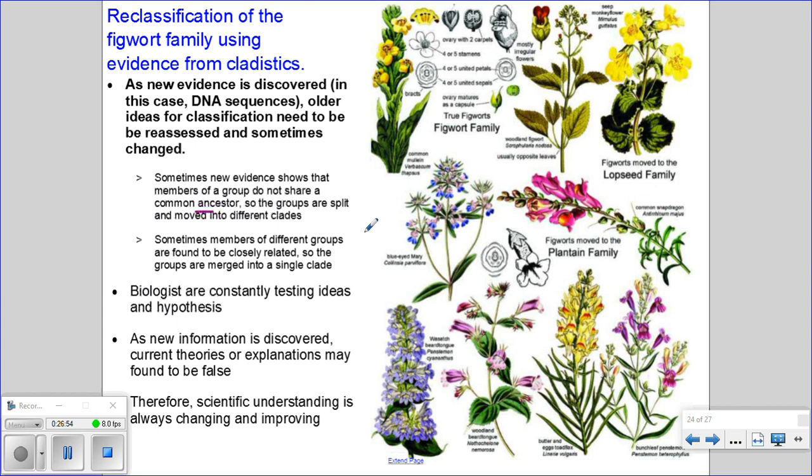Ultimately, the big takeaway from this reclassification of the figwort family is that biologists are constantly testing ideas and hypotheses. As new information is discovered, current theories or explanations may be found to be false. And so this requires new explanations and new theories to be developed. Therefore, scientific understanding is always changing and improving. It's never something that is static. It always has the potential to change as new information comes along. So scientific understanding is always evolving.